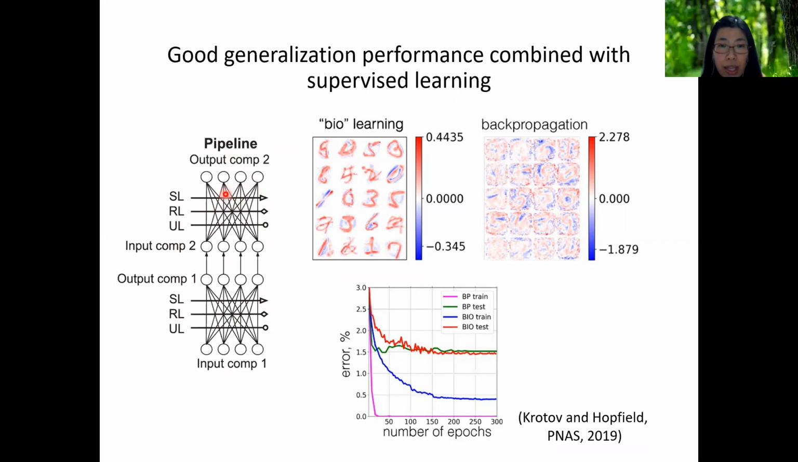They call it bio learning and compare its performance to entirely supervised learning like backpropagation. They show that this bio learning is inferior to the BP-trained one for the training data set. But for the test data set, the BP-trained one is shown in green and the bio-trained one in red, and they show similar performance.